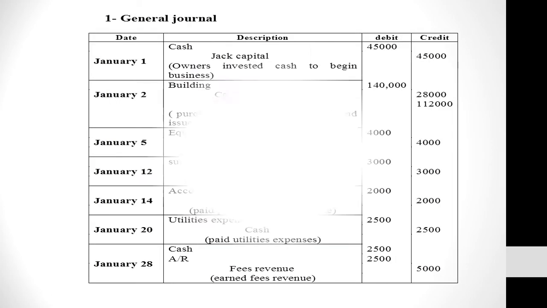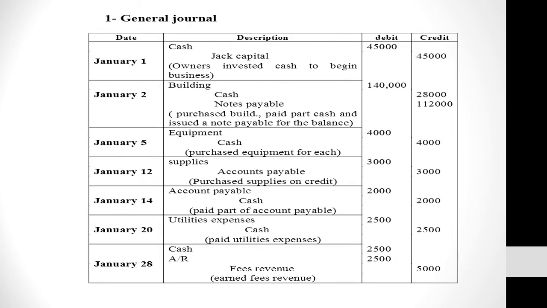From the previous example, we have this journal. This is the journal we have done previously: January 1, January 2, January 5, January 12, January 14, 20, and 28. These are the journal entries we have recorded previously within the journal. Let's see how we are going to post all these transactions to the ledger.